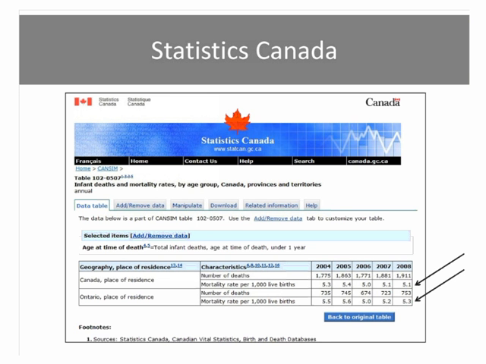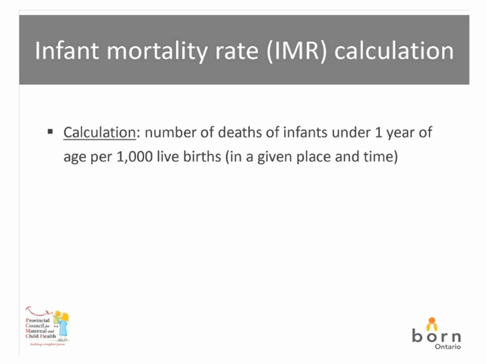And this particular table shows the infant mortality rate for Canada and for the province of Ontario from 2004 to 2008. And you can see that for the example, the IMR per 1,000 live births was 5.3 in Ontario in 2008, very similar to that national rate of 5.1 that we saw earlier. Next slide, please.